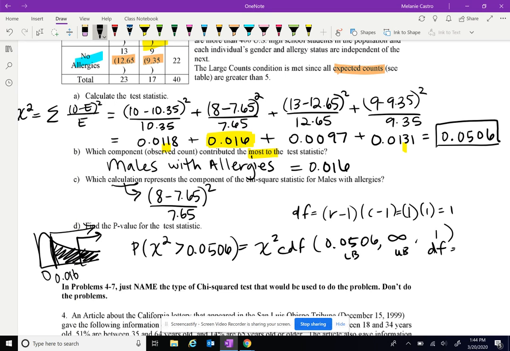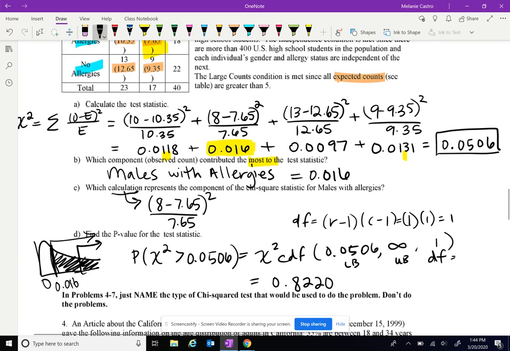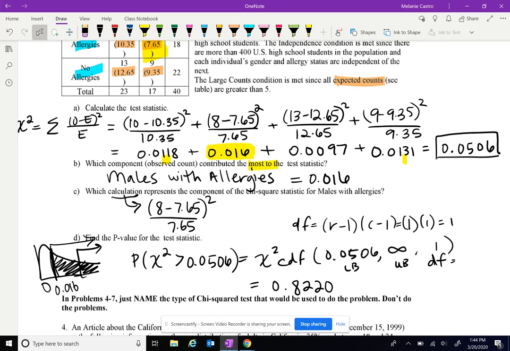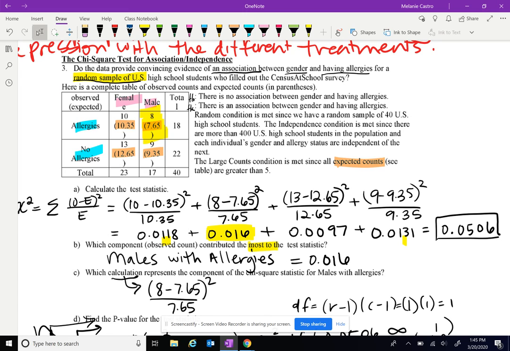If you go through and calculate that out, I got 0.8220 as that p-value. So very large p-value. They didn't necessarily ask you to go through and conclude, but if we had to conclude, that p-value is very large. So since p-value is greater than alpha at any one of our little percentages, even 10%, we would go back and say there is an association between gender.